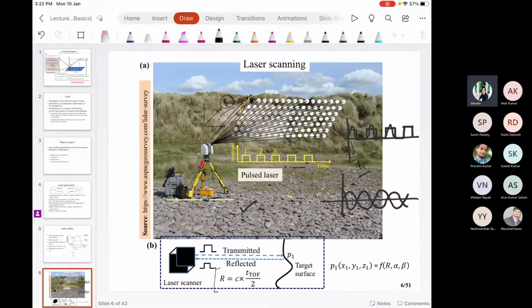Yes, sir. If you can see the shared screen, then the query is straightforward. How to calculate the range? What is the process?